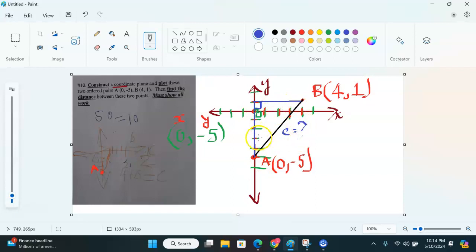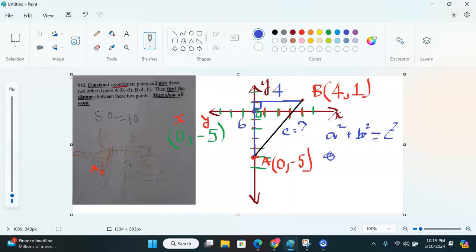Okay, based on this triangle, I can find C using the Pythagorean theorem, because the distance from here to here, the leg 1, is equal to 4. You can literally count it, 1, 2, 3, 4. 4 units. And the distance from here to here is 6. Remember, we start from 0, down 5, and then up 1. So the total is 6 units. So now all you can do is a squared plus b squared equals c squared. This is the b, and a is equal to 4.